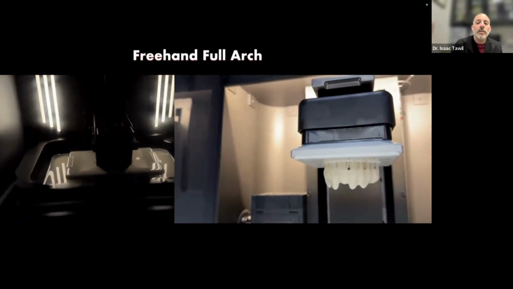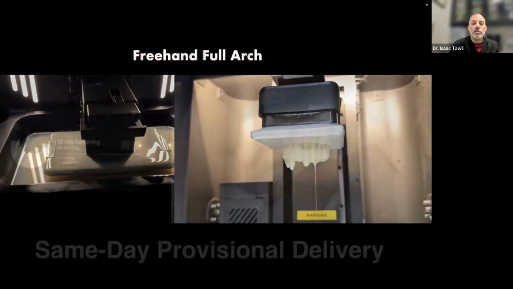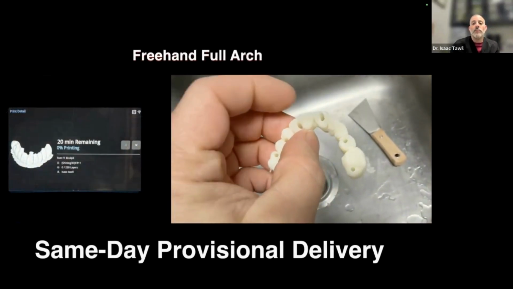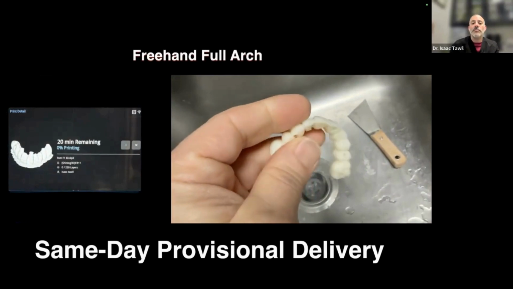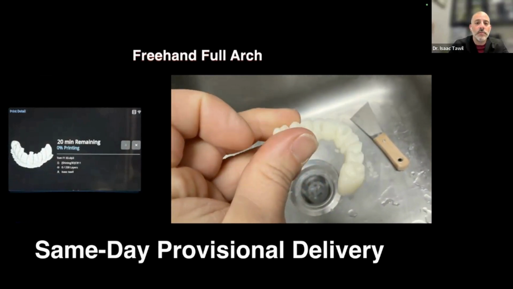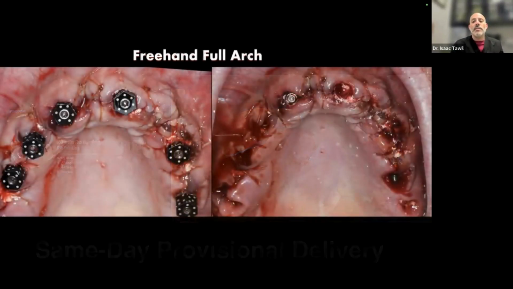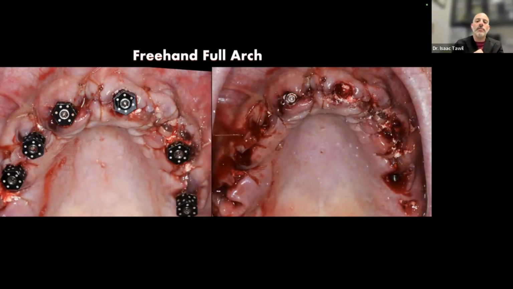In this case, I printed with our printer for same-day provisional. Took me under 20 minutes to print and wash, and then we cure. We get this nice provisional. And now I have this sutured ridge waiting for temporary teeth.